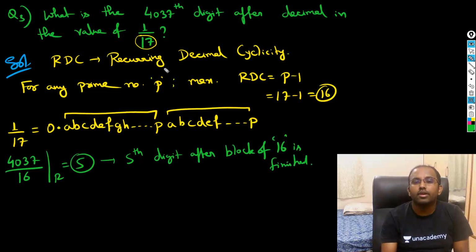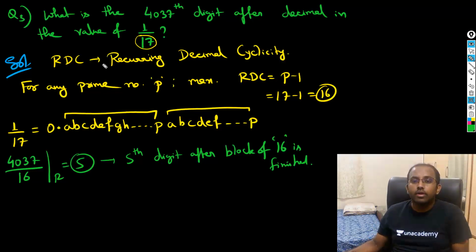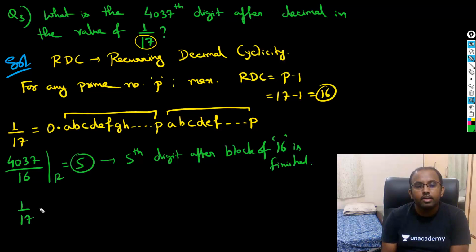Once you get the calculated value, you can calculate the value of 1 by 17 by long division. If there is no calculator in the exam, you do it by long division; if it is CAT, we have a calculator. So 1 by 17 is actually 0.0.